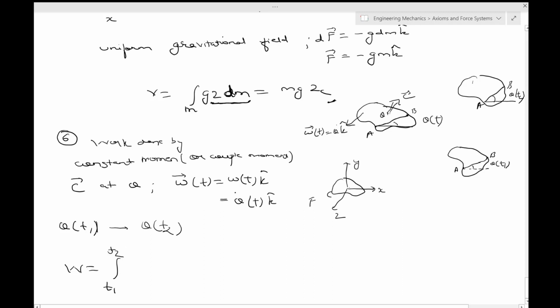T1 to T2, C dot omega t dt, this would be the work done. Okay, just like you have F dot dr, you have C dot omega dt. Now if C is constant, it can be taken out and the integration will be, so this value is actually only theta dot. Okay, this is theta dot, so that integration can be done and you can write theta of T2 minus theta of T1 into k hat.